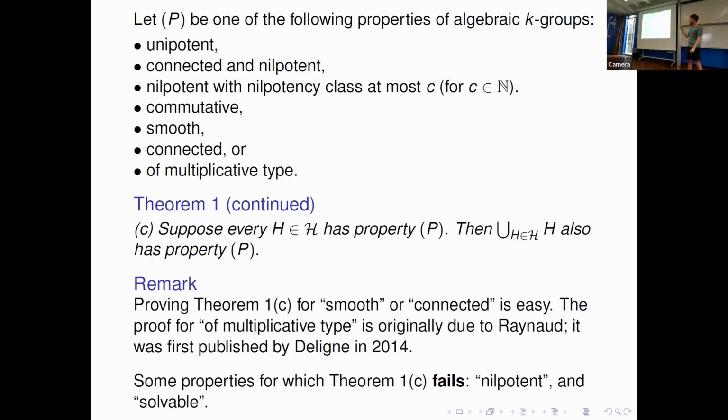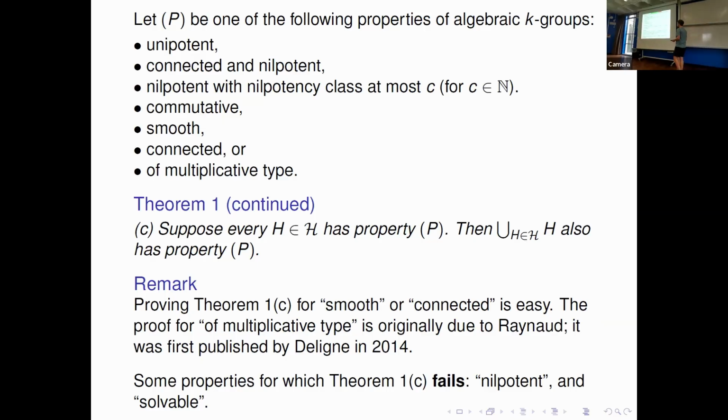There's a similar thing with smooth. So smooth and connected are easy. Of multiplicative type, to my chagrin, is that the right word? It's apparently due to Reynolds in a letter to Deligne, who published it in French in 2014. The rest, I hope, are mine. So let's see if I get any emails at some point.